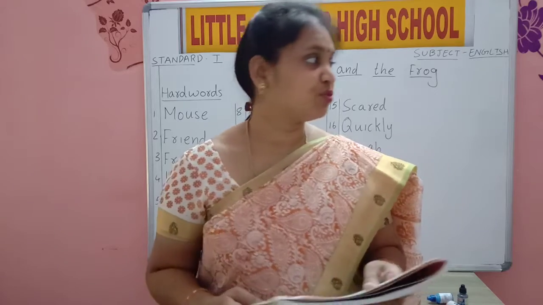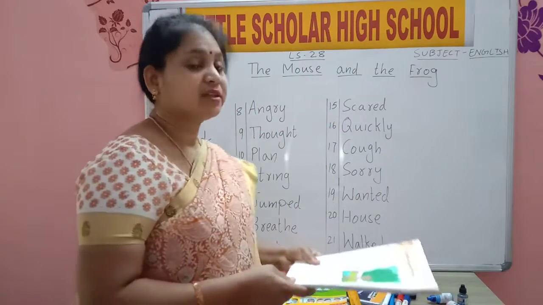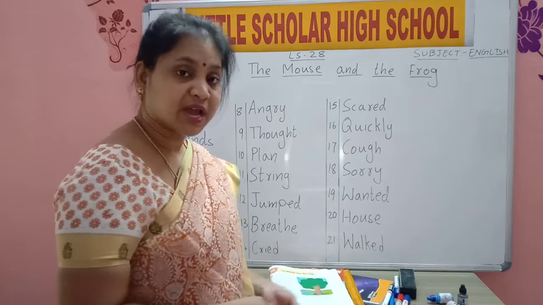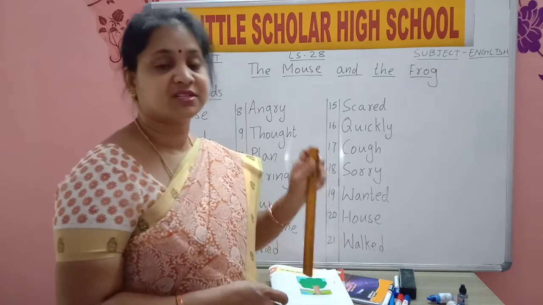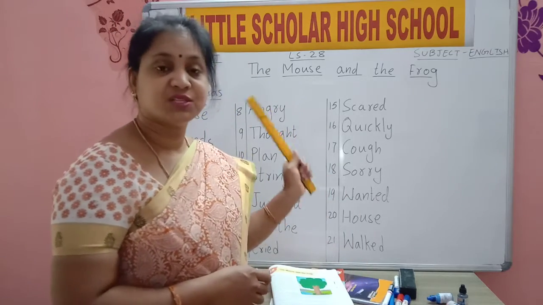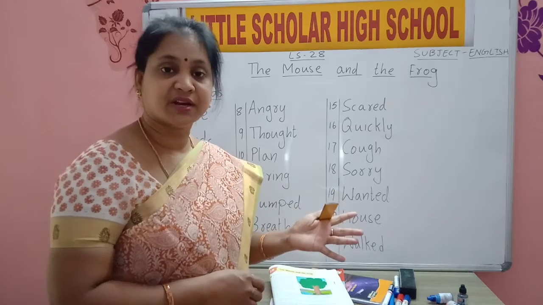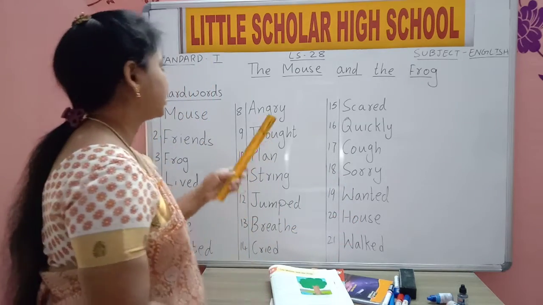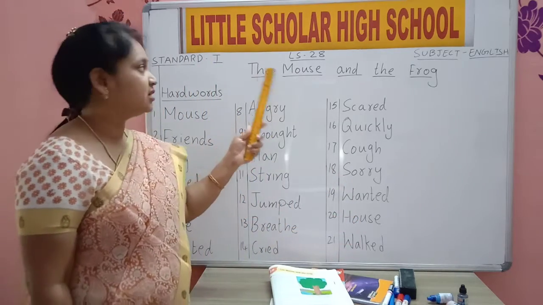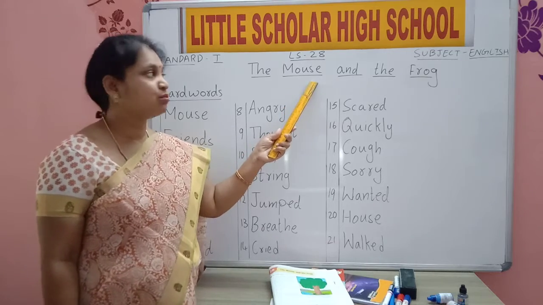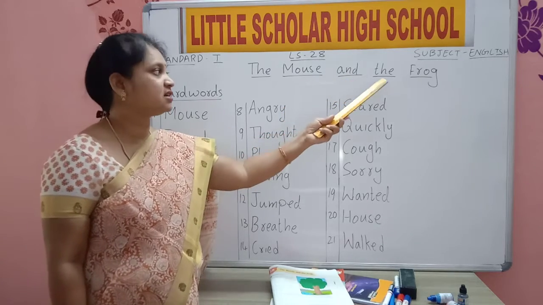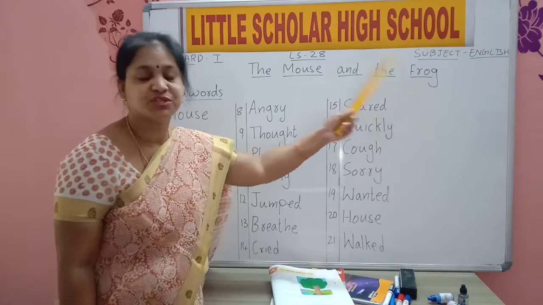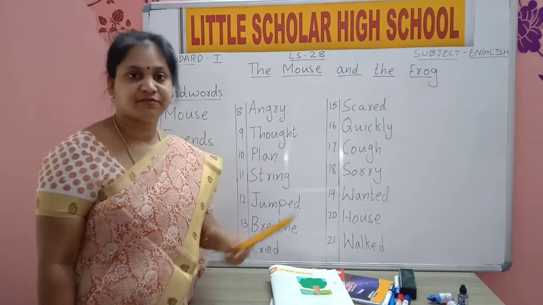Understood the story? A few art words I have written on the board. These art words you will copy in your classwork and we will read these art words. If you know these art words, you can read the lesson. T-H-E, the. M-O-U-S-E, mouse. A-N-D, and. T-H-E, the. F-R-O-G, frog. The mouse and the frog.